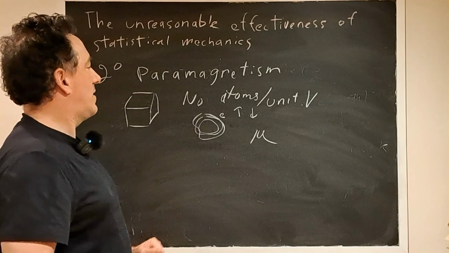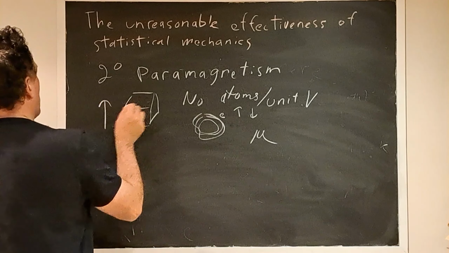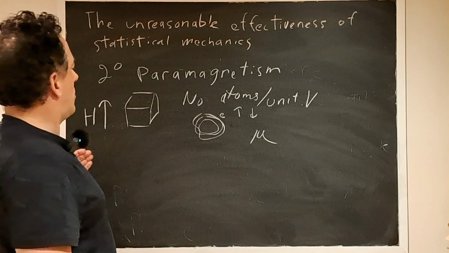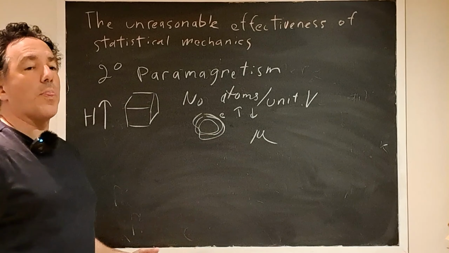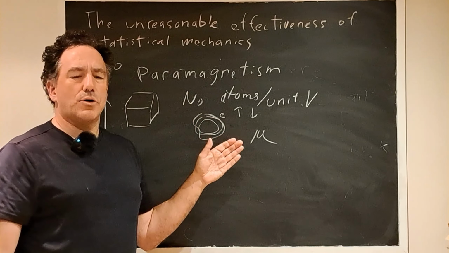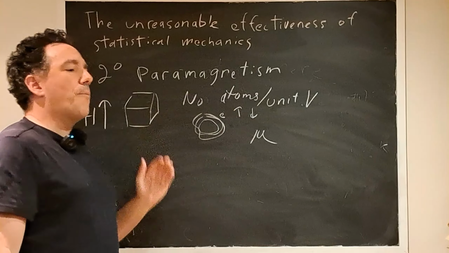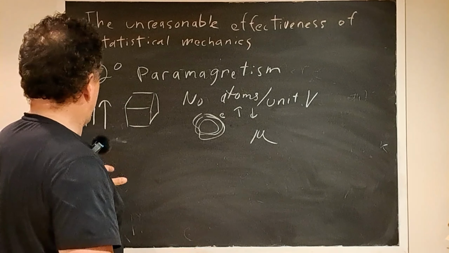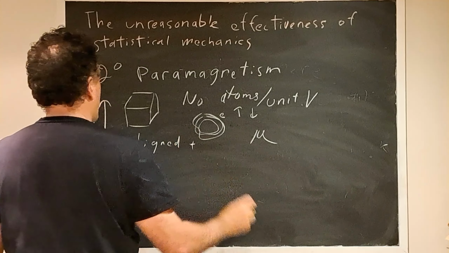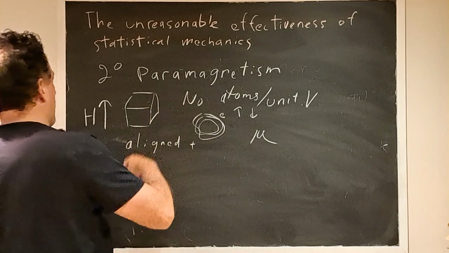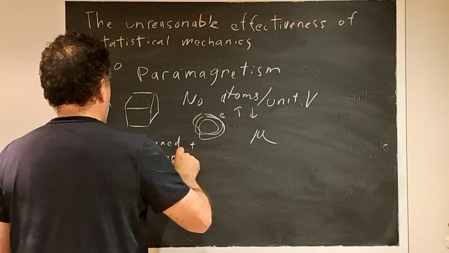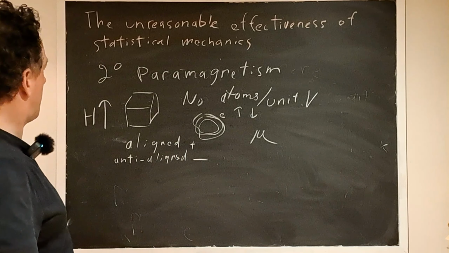So what can we say now? We put this block in an external magnetic field H, and due to the quantum mechanical nature of the system, each of these atoms can have its magnetic moment aligned with the magnetic field or in the direction opposite the magnetic field. So we will denote the aligned state with the plus sign and the anti-aligned state with the minus sign.